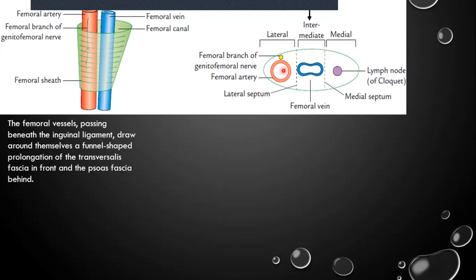Now this image here is like we have taken this diagram and cut it like this, then we view from above. You can see, most lateral, we have the femoral artery and the femoral branch of the genitofemoral nerve. Then in the intermediate compartment, we have only the femoral vein, and in the most medial compartment, also known as the femoral canal, we have the lymph node of Cloquet. This lymph node is also known as the lymph node of Rosenmuller, or the lymph node of Cloquet.